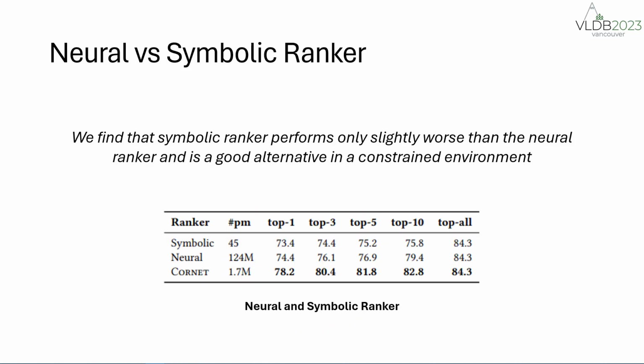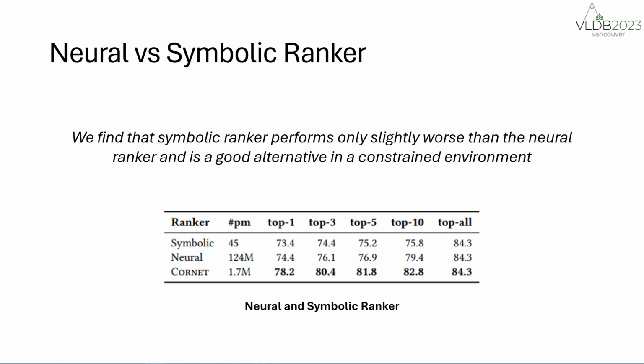Let's also talk a bit about the neural ranker behind Cornet. We see that Cornet's ranker is better than both the purely neural and purely symbolic counterparts. One interesting thing to note here is that the symbolic ranker is not too far off the performance and can be a good candidate in resource-constrained domains where a full neural model cannot be deployed.